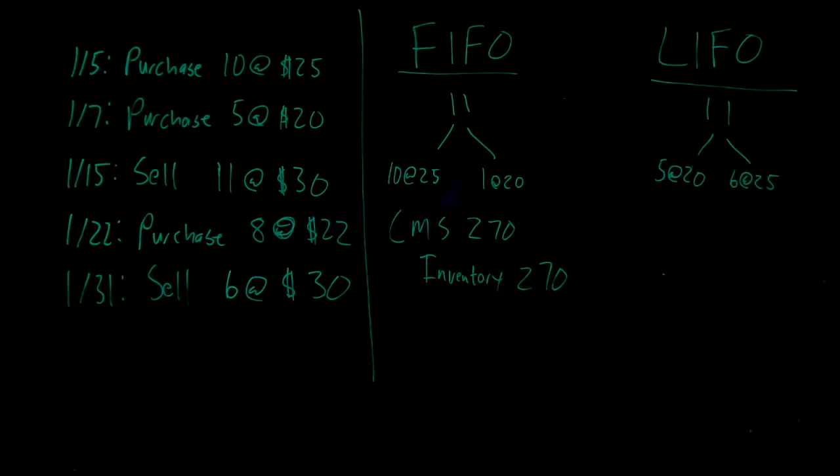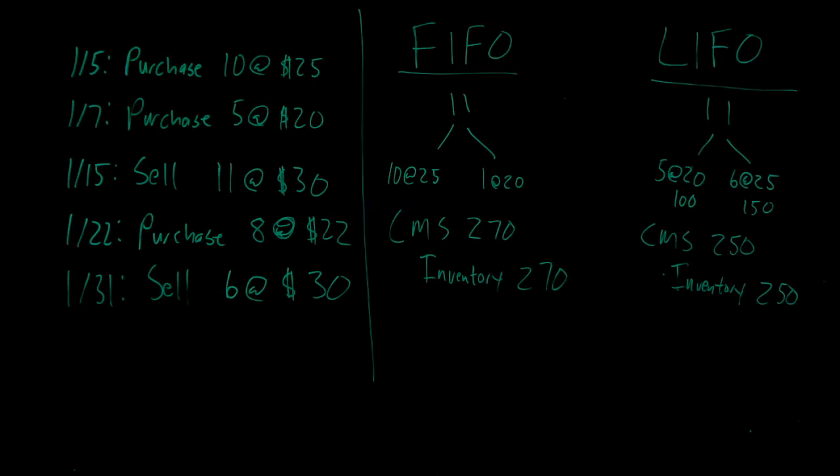So 5 at 20 is 100. 6 at 25 is 150. Our journal entry with LIFO, we're going to debit cost of merchandise sold, credit inventory, and it's going to be 250. So we could say that in a period where inventory prices are falling, because the 5th inventory cost us 25 and the 7th inventory cost us 20, LIFO shows us the lower cost of merchandise sold.